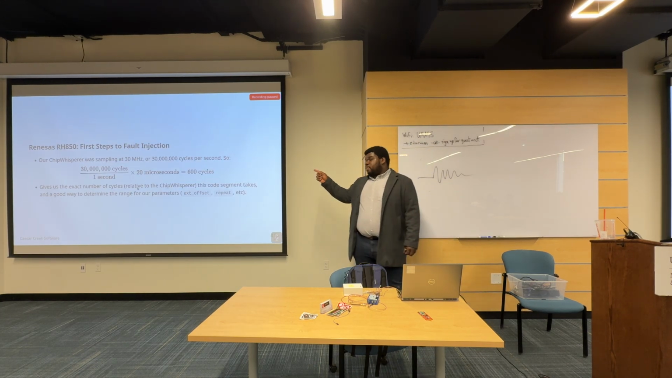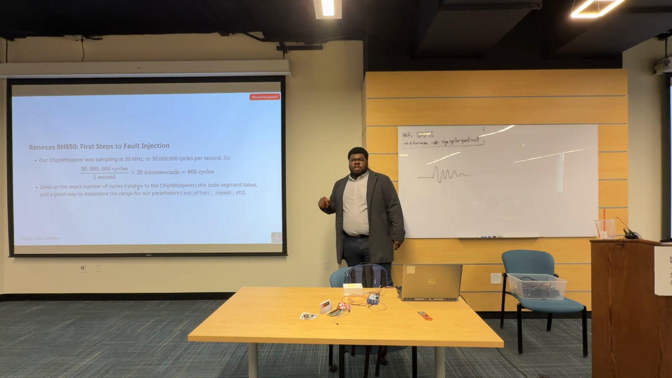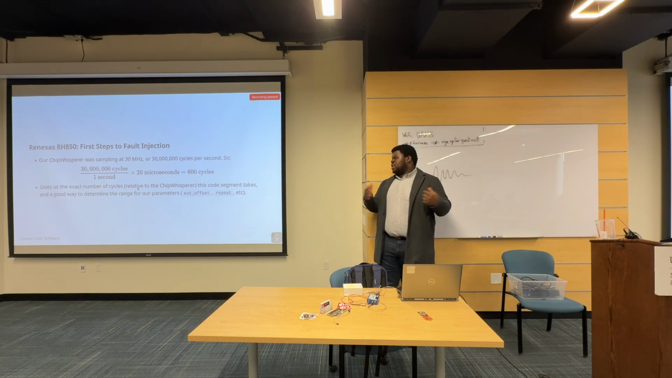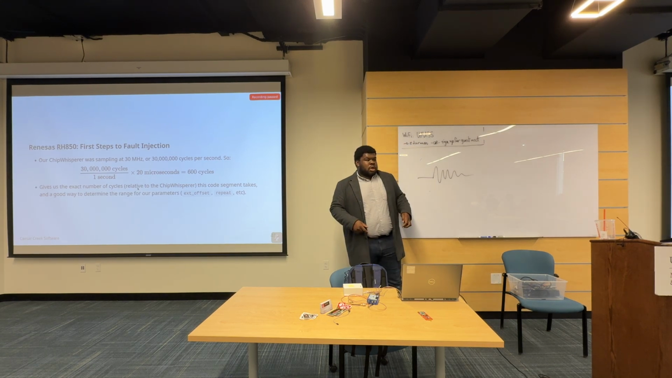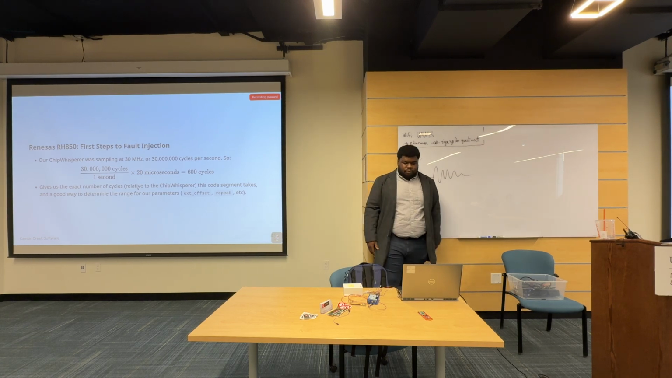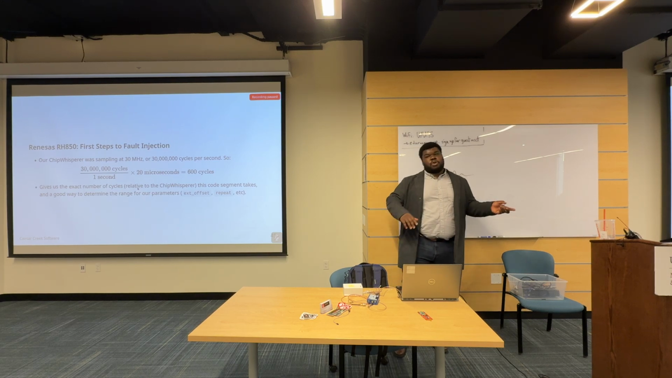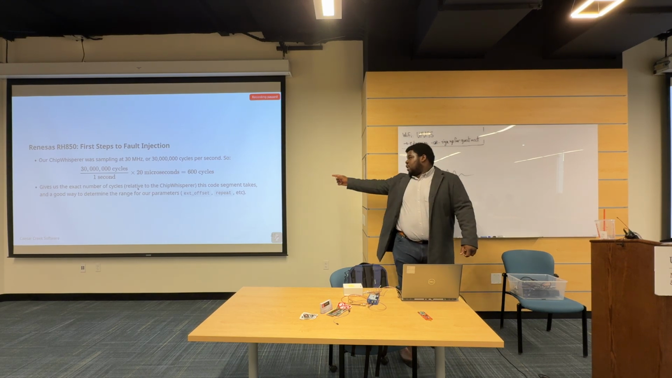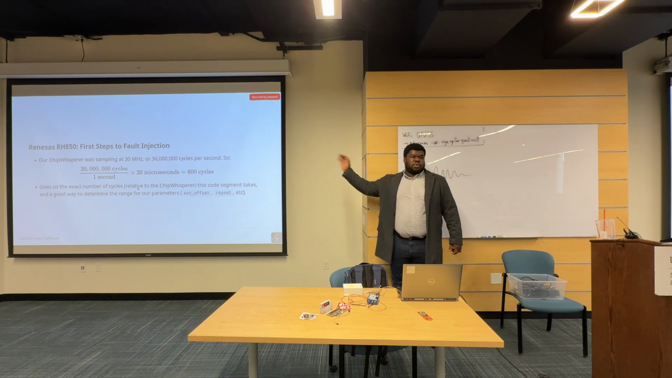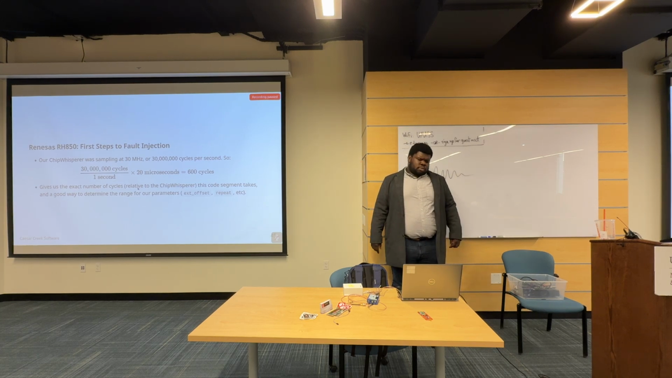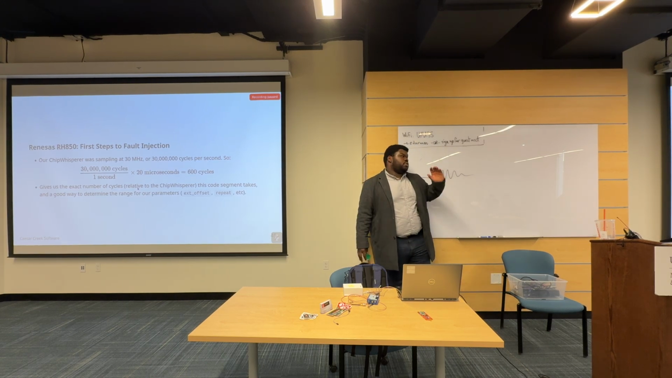Our ChipWhisperer at this time was running at around 30 megahertz, so it was sampling at around 30 million cycles per second. If we take that, we can see that it takes roughly 600 cycles to go from point A to point B in our execution. So basically that means with the ChipWhisperer, we have 600 cycles to try to hit that glitch, from when we first trigger to when we get to the end.